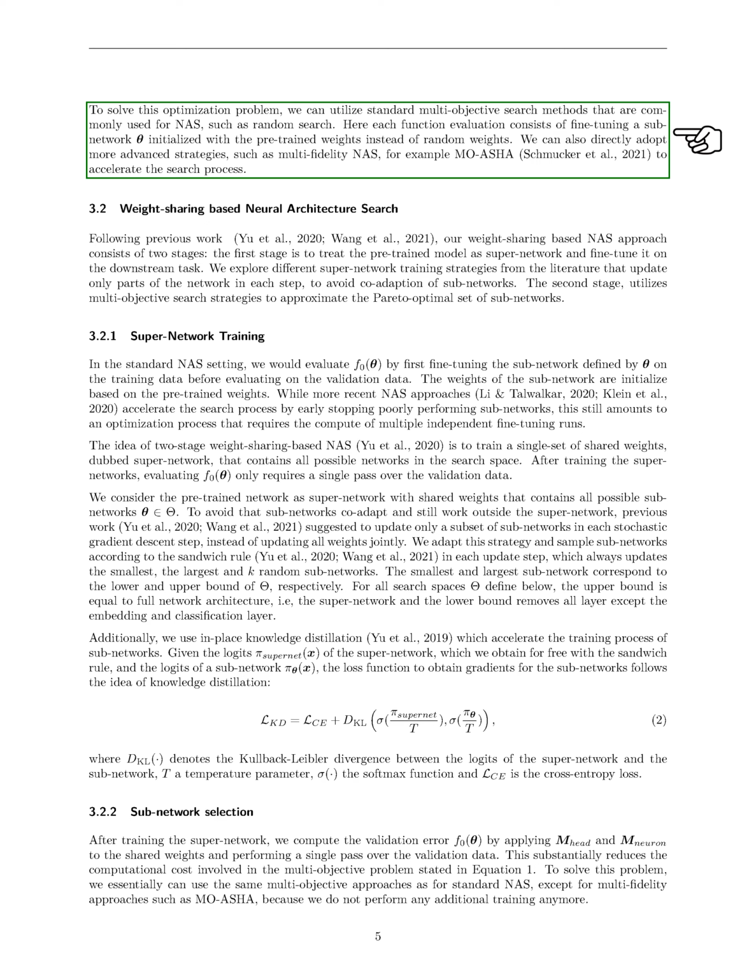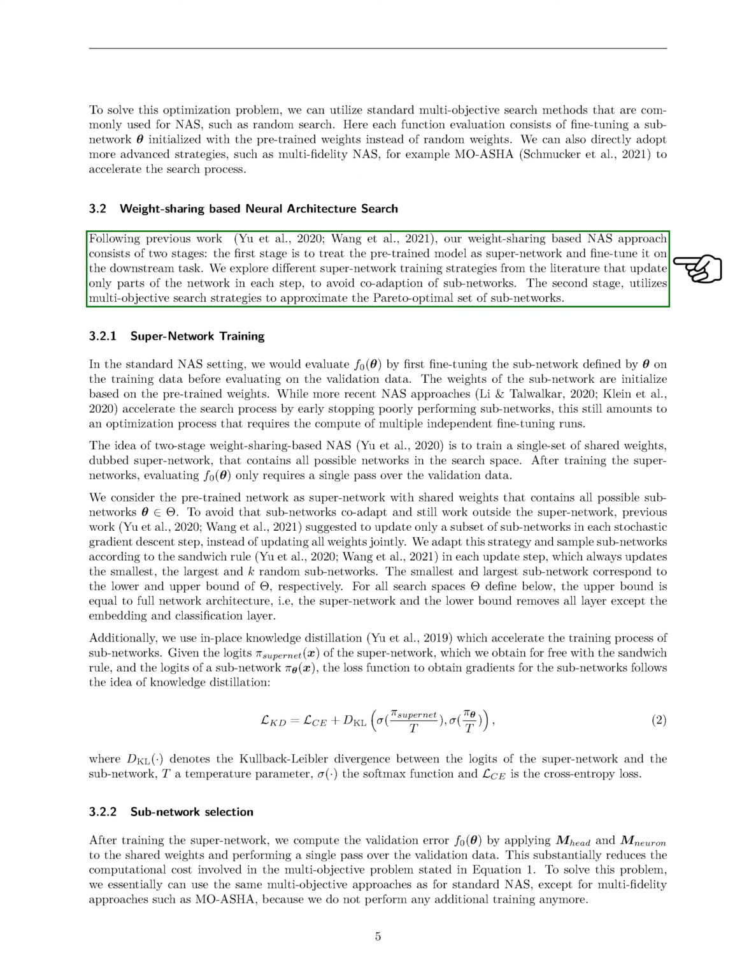Section. Weight-sharing-based neural architecture search. In this section, we present our weight-sharing-based neural architecture search (NAS) approach. It consists of 2 stages. In the first stage, we treat a pre-trained model as a super network and fine-tune it for the downstream task. We use different super network training strategies to prevent subnetworks from co-adapting. The second stage involves using multi-objective search strategies to find the best subnetworks.